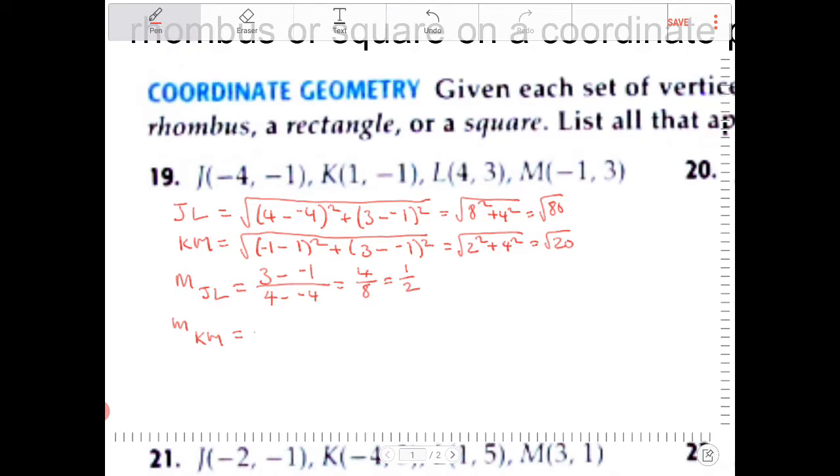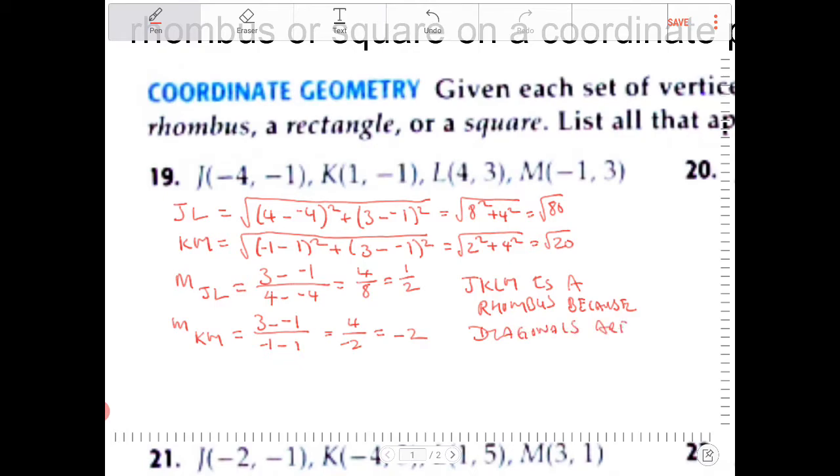So 3 minus negative 1, all over negative 1 minus 1. That would be 4 over negative 2, and that is indeed negative 2. That is the negative reciprocal. So we can conclude that JKLM is a rhombus, because the diagonals are perpendicular bisectors of one another.